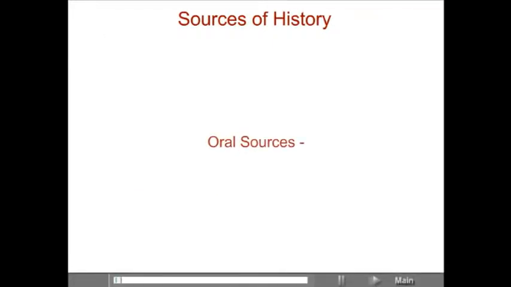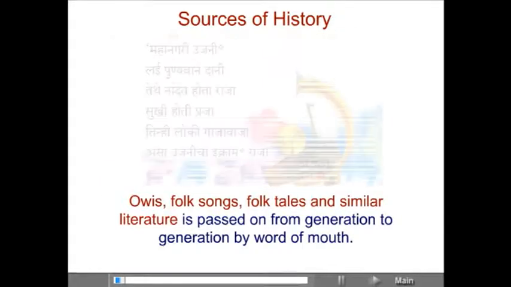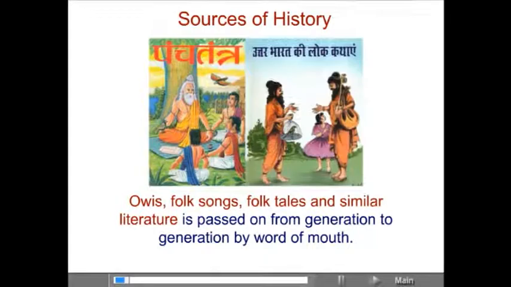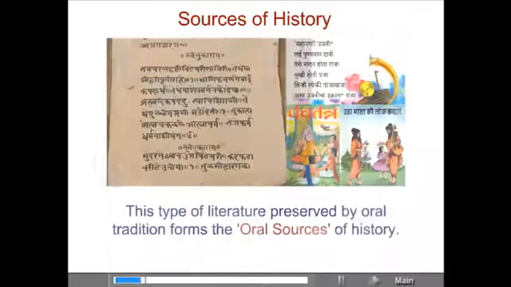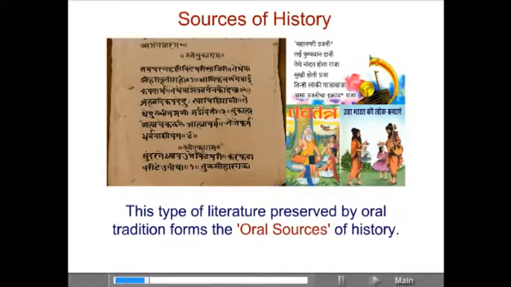Oral sources. Ovis, folk songs, folk tales, and similar literature is passed on from generation to generation by word of mouth. This type of literature, preserved by oral tradition, forms the oral sources of history.